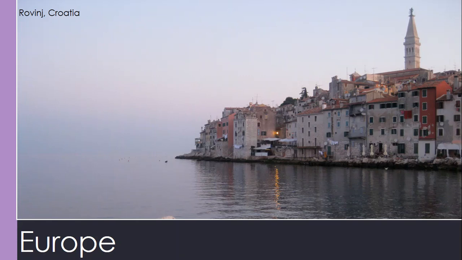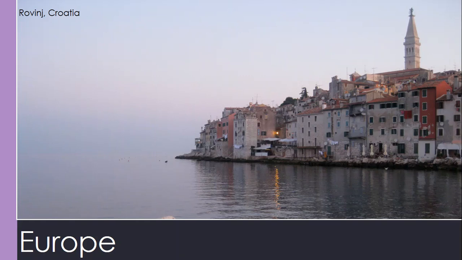Europe is by far the most developed and wealthiest region that we're going to look at in this class, and in the world for that matter. This is a picture of Rovinj, Croatia, that I took several years ago. And so we're going to talk about everything from the physical geography, which we'll do first, to language and religion, economics, urbanization, demographics, political geography.